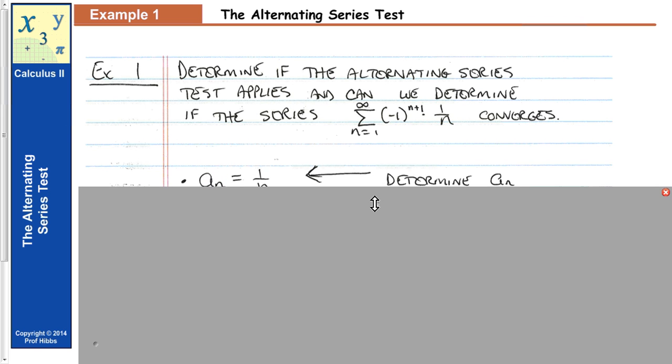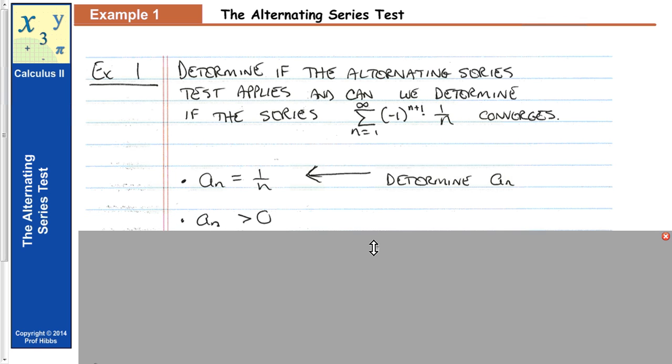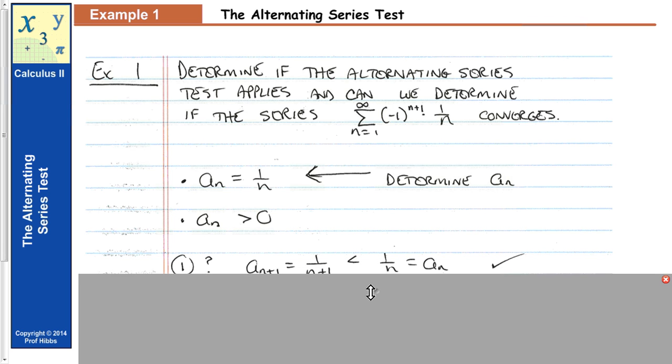Now, to determine that, the first thing we have to do is decide what the a sub n's are, because everything depends on the a sub n's. Well, the a sub n's are the piece that doesn't involve the negative 1 to the power. So a sub n is 1 over n. That's the very first thing that we need to recognize. And then we need to decide, are all the a sub n's greater than 0? Of course, 1 over n is greater than 0 for all n values. Okay, so that's taken care of.